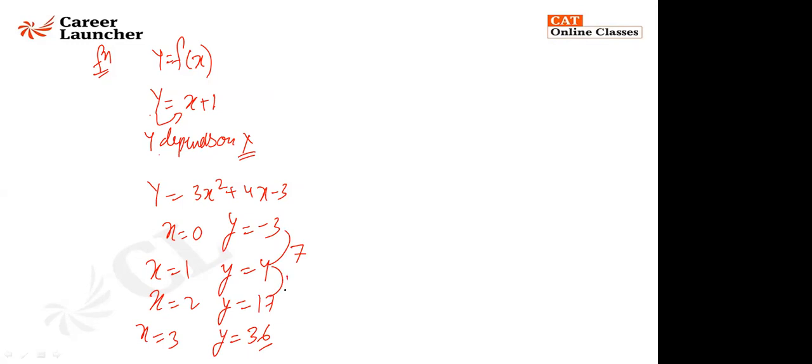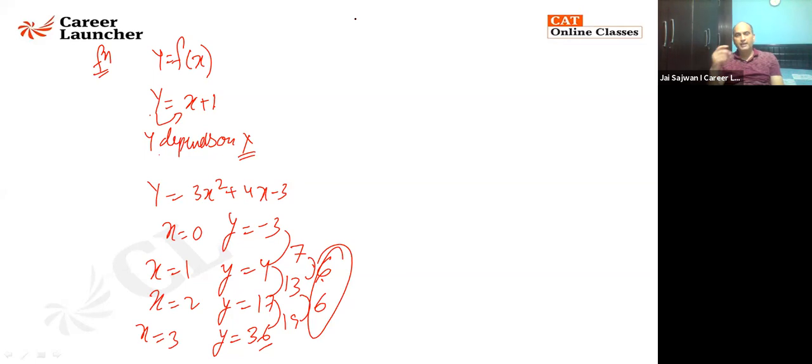What is the difference here? The difference here is 6, the difference here is 6. Do you understand? It is not the first difference which comes out the same here. It is the second difference which comes out the same. That's why it is a quadratic equation. I'm sure all of you are aware of it. So y depends on x means by putting the value of x, you can find the value of y here.